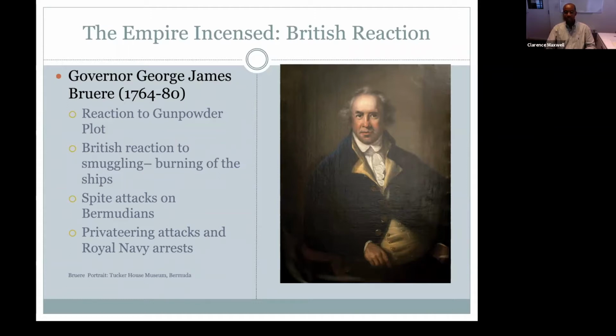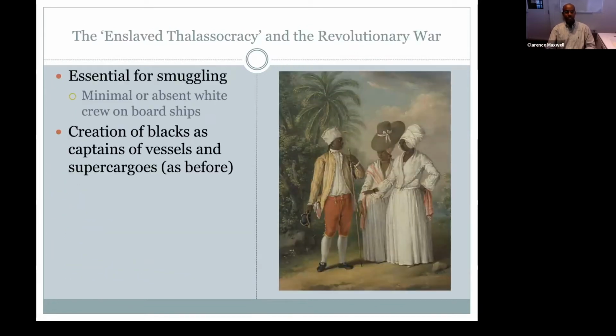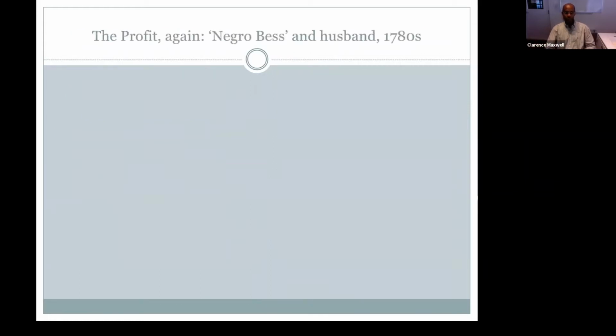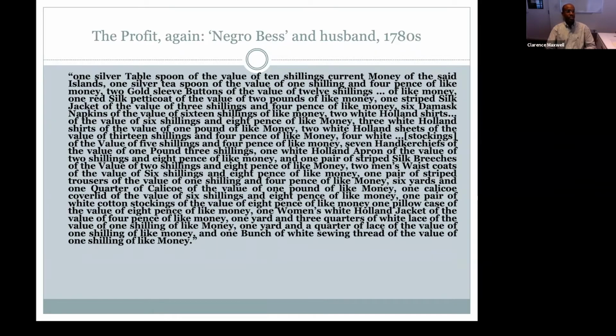My other student, Alexander Goodrich, talked about that too, in which he talks about how the governor decided that he was going to use privateers to attack Bermudian vessels. By the way, this smuggling fitted well with thalassocracy, because it gave enslaved sailors an opportunity to engage as supercargos and do everything as they did before, which also meant that the black trading emporium would continue.